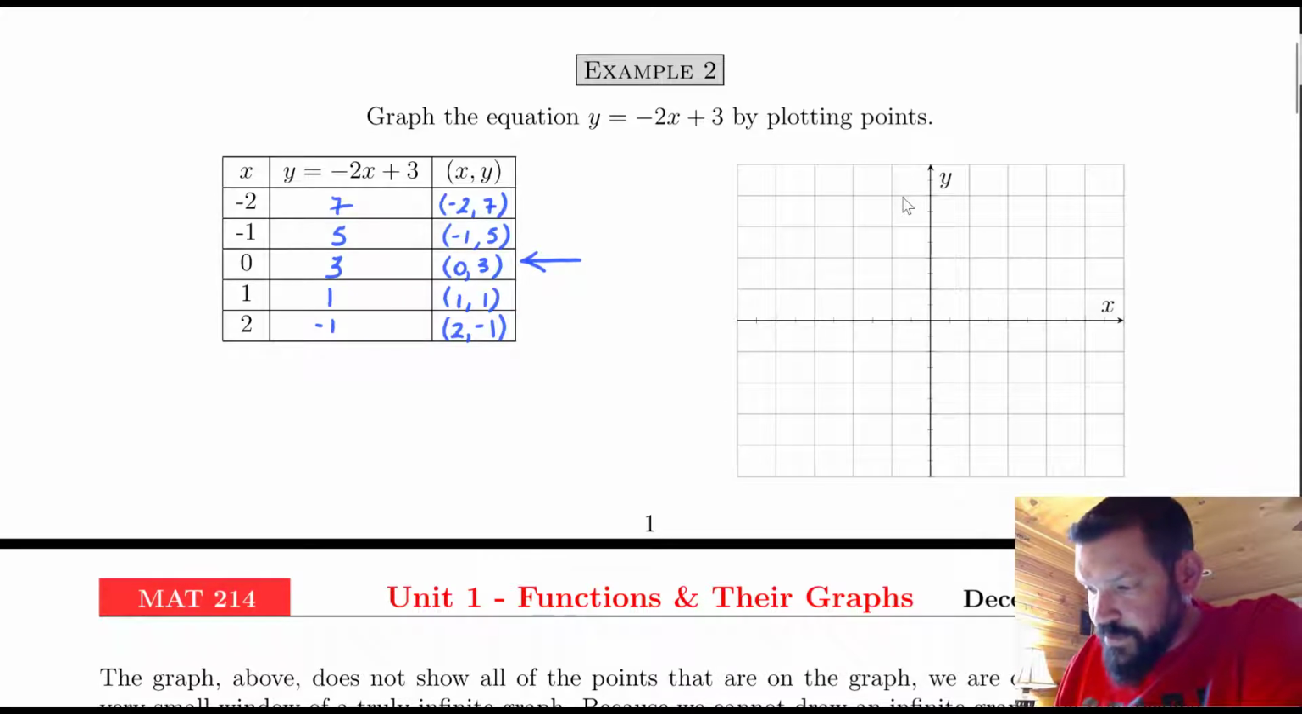So if we plot these points, if I go negative 1, negative 2, and then I go up to positive 7, so 2, 4, 6, 7. Then I go to negative 1 and up to 5, 0, 3, 1, 1.